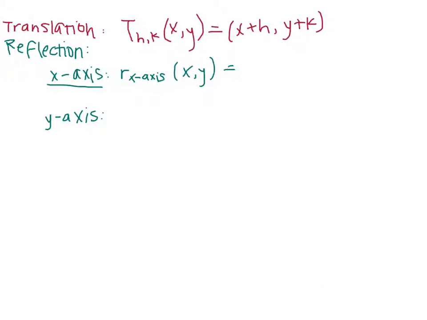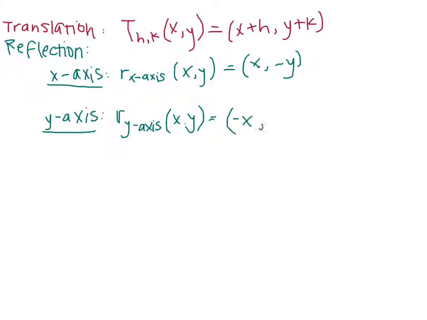If you look back in your notes from a few days ago, we already know that a reflection over the x-axis changes by keeping the same x value and then switching the sign of the y value. Y-axis will be very similar. We have a lowercase r, y-axis in the subscript, and then for this one, when we reflect over the y-axis, the x value switches signs and the y value stays the same.